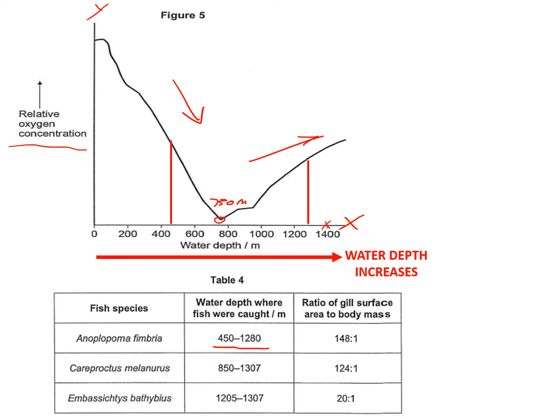Now, if you look at the second species, so A. fimbriae was species number 1, and C.